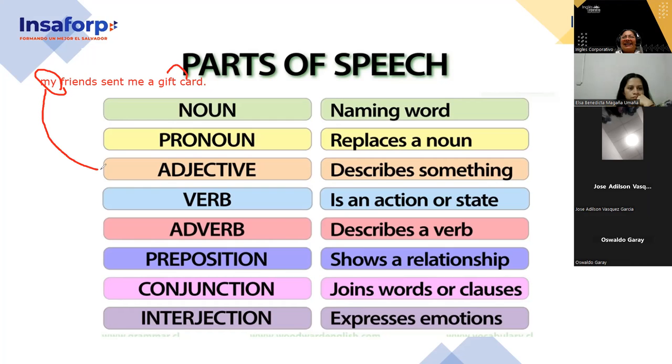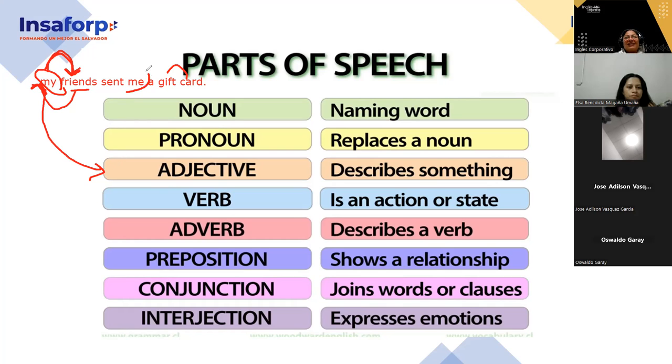My. Possessive. It is an adjective. ¿Qué clase de adjective? Possessive adjective. ¿Por qué? Porque este me está diciendo algo de una pertenencia. ¿A quién le pertenece? A los friends. My friends. ¿Ok? La pertenencia es, perdón, los amigos de quién son. Así es la manera correcta. Ajá. ¿De quién son los amigos? Míos. Okay. Son mis amigos, okay? That is why it is an adjective.